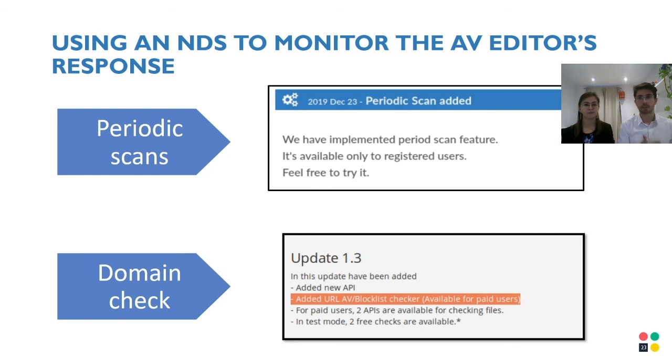Another one is domain checks. It is very straightforward. It is matching the host that your malware is probably going to contact against the blacklist that AV software have. It would be kind of too bad to unleash several samples onto the world and have them all contact a C2 that is already blacklisted. So to avoid that, you can use the domain check functionality of NDSs.